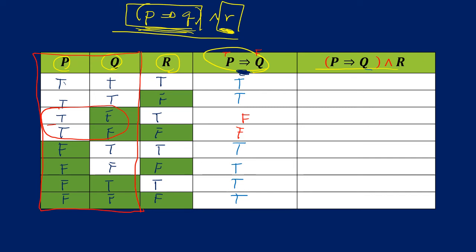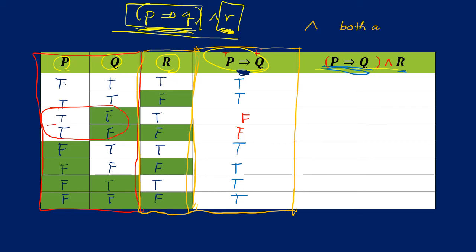Okay? Next, for our last column, we are joining these two parts: if P, then Q, and R. So we will look at this column, the first component, and the second component is R. Remember, for and, it's commutative. It doesn't matter which one comes first. And for or, maybe we will talk about that later. Anyway, remember that for and, it will be true only when both are true.